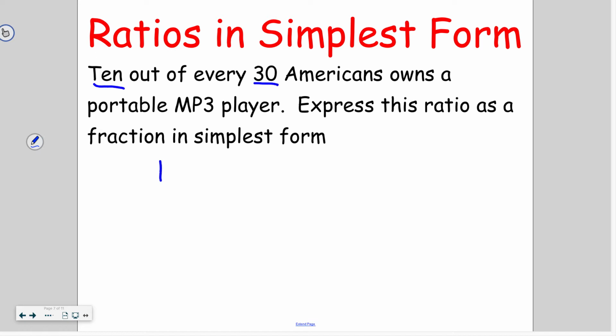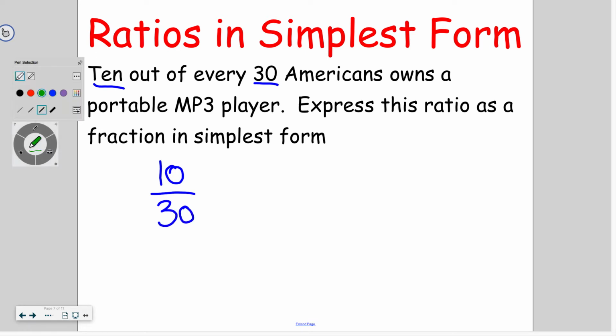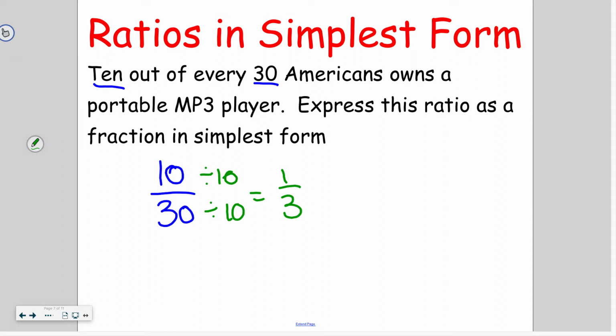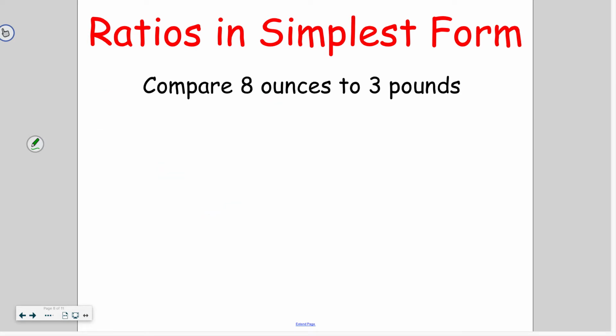Starting with 10 out of every 30. Both of those can be divided by 10, giving us a final answer of 1/3. So it's the same kind of idea, we just have to pick the information out of the word problem setting that they are giving it to us. The last part is comparing ratios in simplest form.